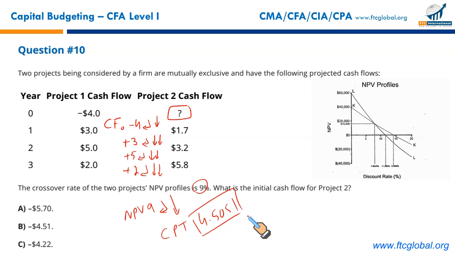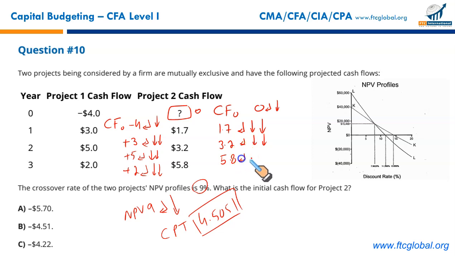Since it's a crossover rate, at this rate the NPV of project 1 and the NPV of project 2 will both be the same, and this is the NPV. Since we do not have the initial investment, let us assume it to be zero. Let's put the cash flow at year 0 as 0. Enter, down arrow key. Next year cash flow is 1.7, enter, down arrow key twice. Then 3.2, enter, down arrow key. And last 5.8, enter, down arrow key twice.